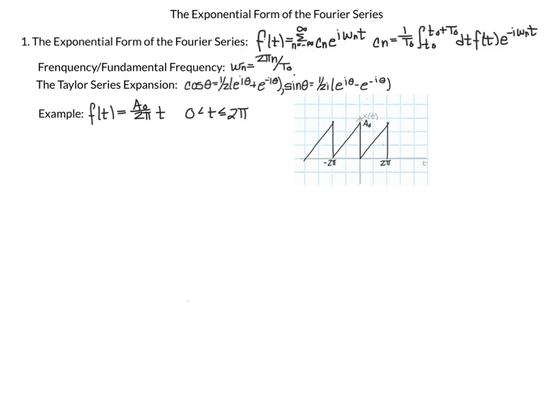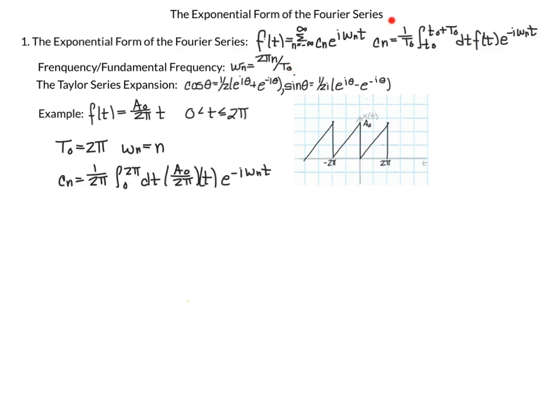Our next example is this sawtooth wave. Our function is equal to a naught, that's our amplitude, over 2 pi times t, where t goes between 0 and 2 pi. So our period is 2 pi, and our omega n, which is 2 pi n over period, is going to equal n.